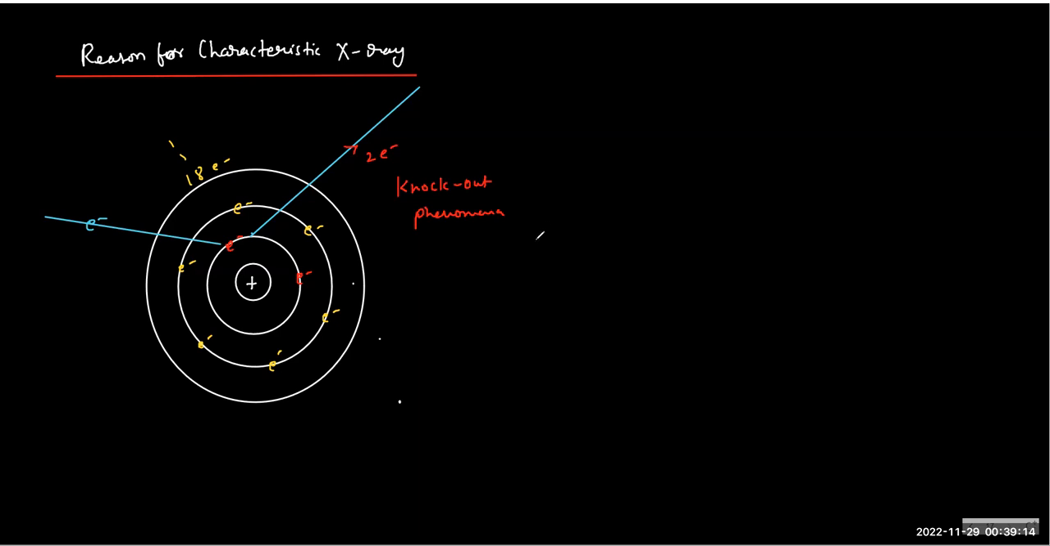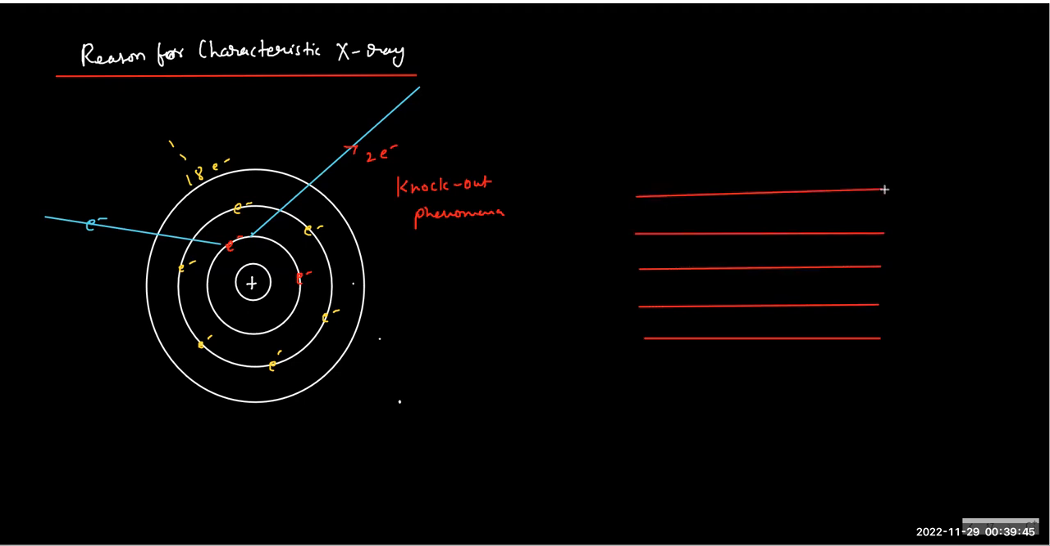Okay. So in the knockout phenomenon, suddenly you disturb the entire electronic configuration, isn't it? You create some empty space, you create a hole. So if I draw the energy diagram of orbits, like K, L, M, N, O, P, and so on. I think alphabetical is correct. It's a long time since I studied this in kindergarten, so I don't remember. Anyway, if it is correct, I can proceed. So K, L, M, N, O, P.